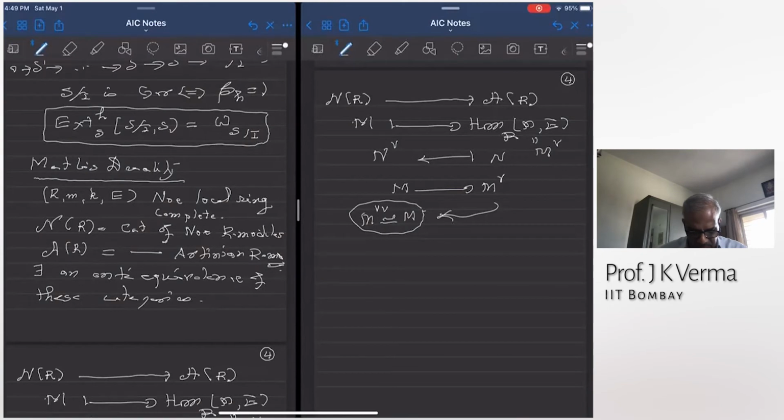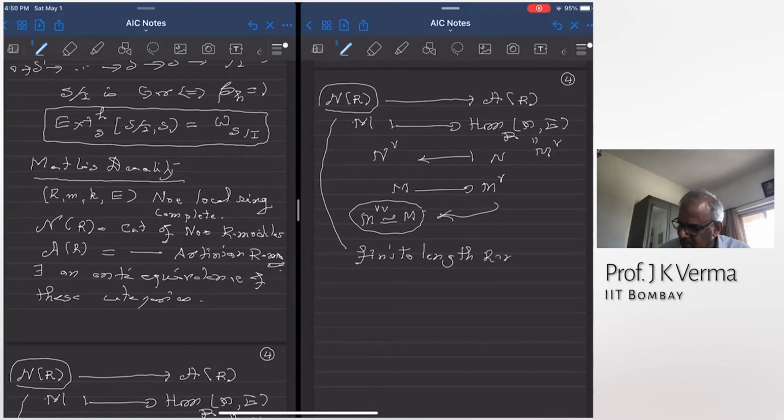It has one more part: if I restrict in this category of Noetherian modules, look at the finite length modules. So finite length modules, they are Artinian. So the finite length R modules are forming a subcategory of N(R) as well as A(R). So if you restrict this functor to finite length modules, then the length does not change. That is, the length of a finite length module is the same as the length over R of its Matlis dual.